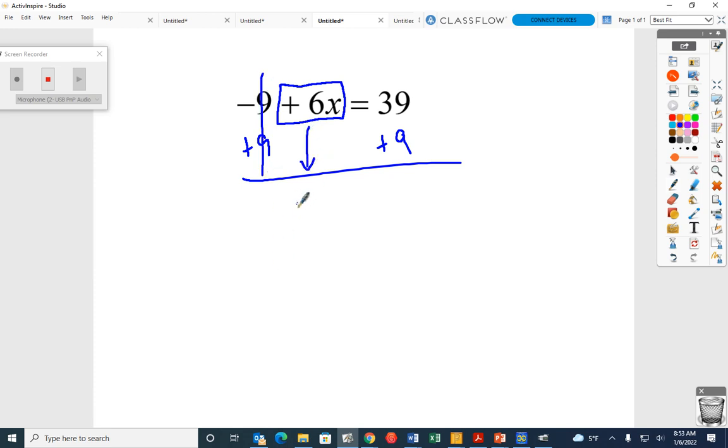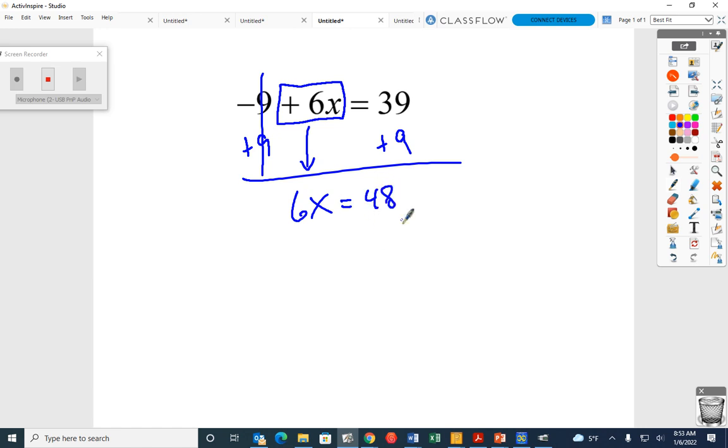Now do I need to put that plus sign? If there's a positive number, you don't have to say it, you don't have to put it, because it's assumed, right? I mean, if you're 13 years old, you don't go around saying, I'm positive 13, okay? Because that would be weird. So we have 6x equals, what's 39 plus 9? 48. Good.